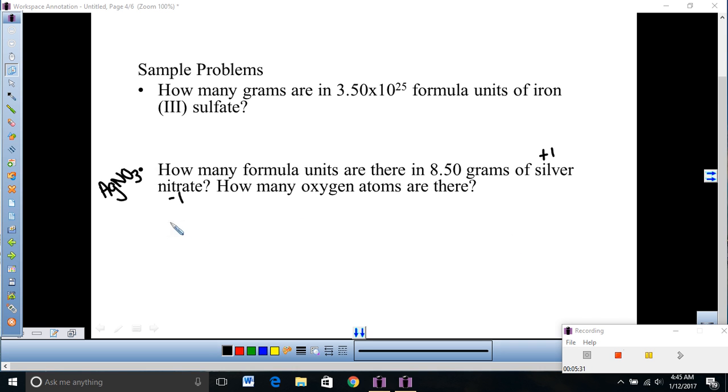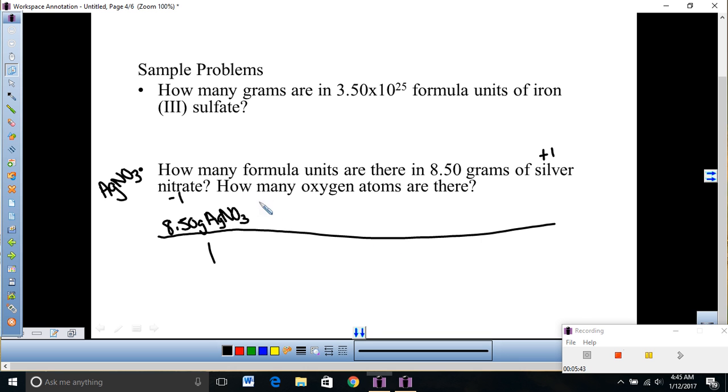Okay, so we have 8.50 grams of silver nitrate over 1. Bringing grams down. As we read the problem, there is no mole, and I can't go from grams to formula units. So I'm going to put mole here. Grams down to mole. I don't want mole, so I'll bring mole down, and from the mole, I'm going to formula units.